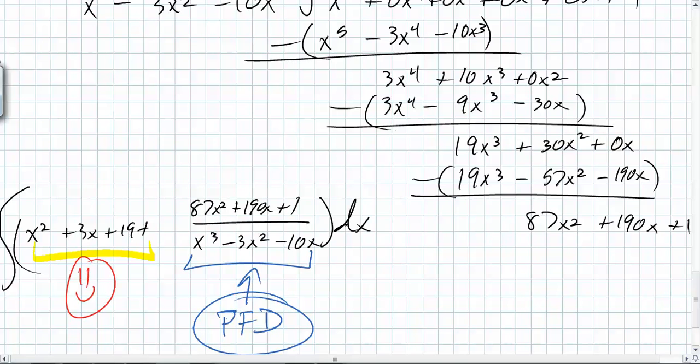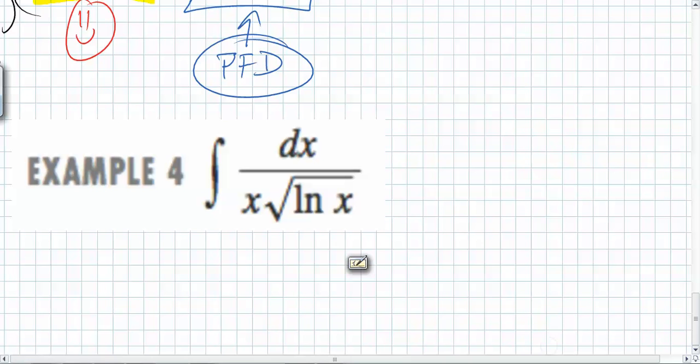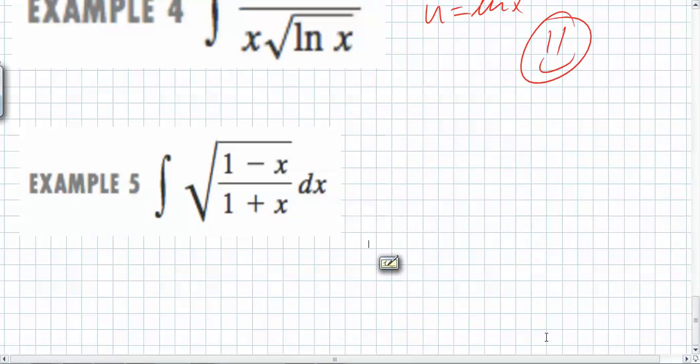Now you can do a partial fraction decomposition. Now you can. This one does work. It's just u equals ln x, and then you are happy. You are very, very happy. Well, kind of. We need to do something first.